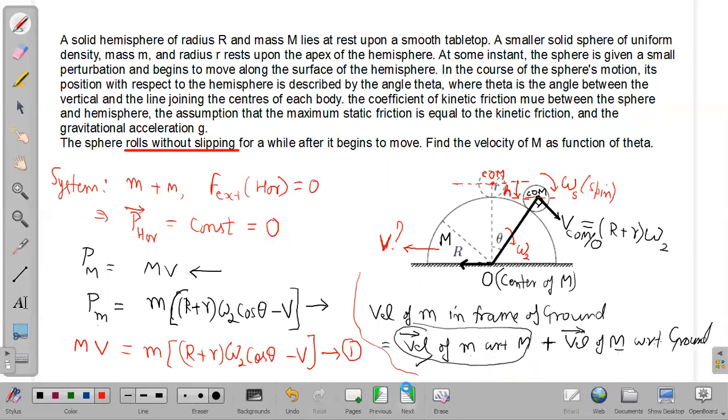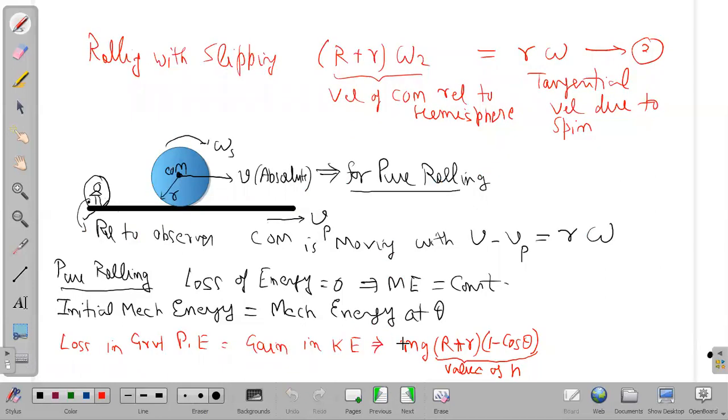And now it has to be equal to the gain of kinetic energy. So who is gaining the kinetic energy, and by what amount? First of all, the hemisphere is moving with velocity v. So the kinetic energy of the hemisphere will be half M v square. That is the kinetic energy of the hemisphere. Let me write on the next page.